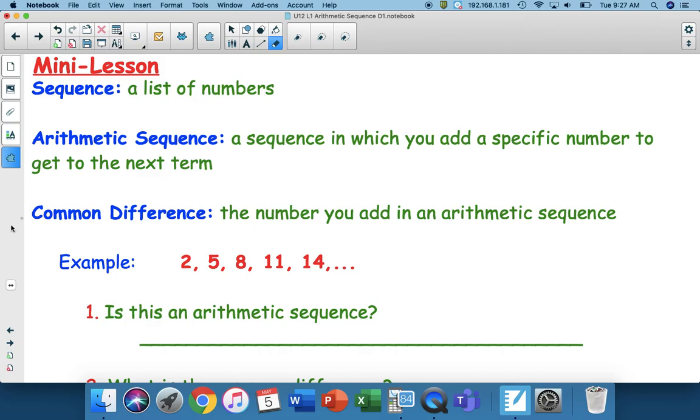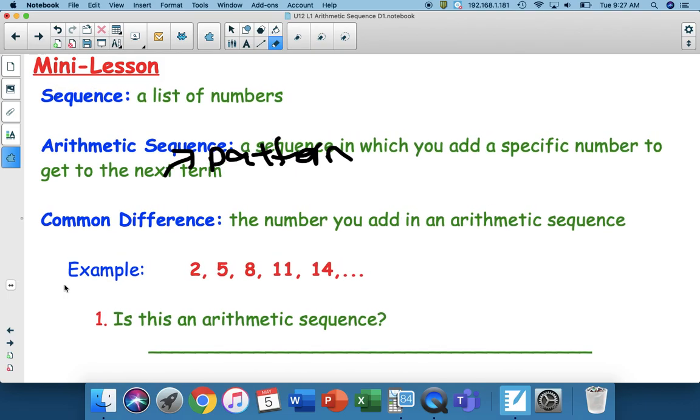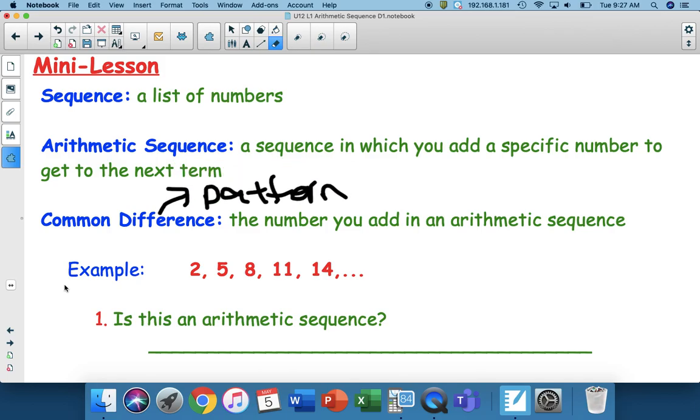The other vocabulary word that we're going to be using a lot today is called common difference. The common difference is the number you add in an arithmetic sequence. Another word I want you guys to think of for common difference is your pattern. You're just looking for your pattern. You're just trying to figure out, all right, what number can I keep adding to everything to get the next number to fit the pattern, right?